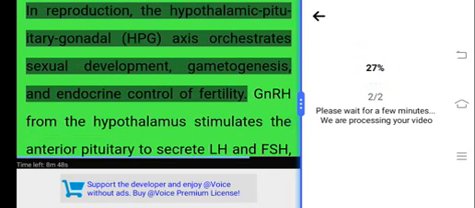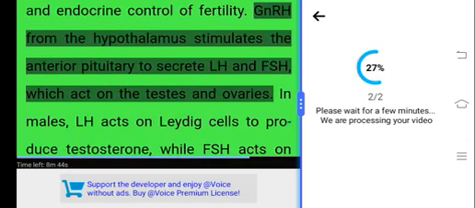In reproduction, the hypothalamic-pituitary-gonadal (HPG) axis orchestrates sexual development, gametogenesis, and endocrine control of fertility. GnRH from the hypothalamus stimulates the anterior pituitary to secrete LH and FSH, which act on the testes and ovaries.